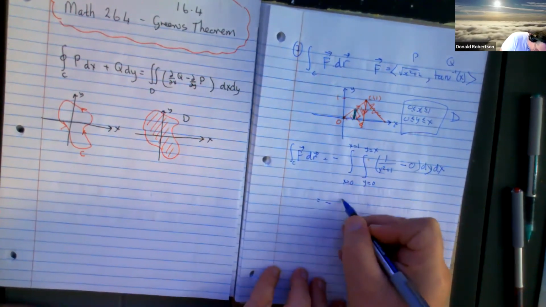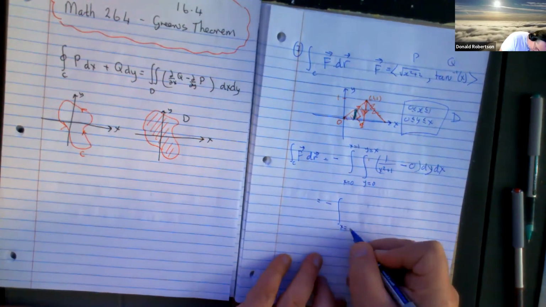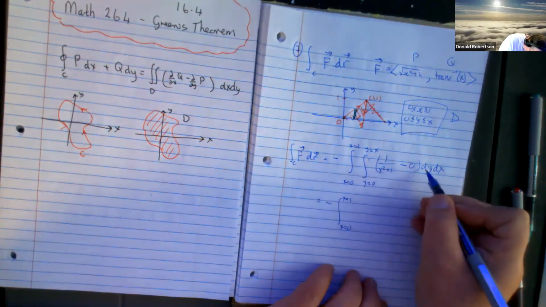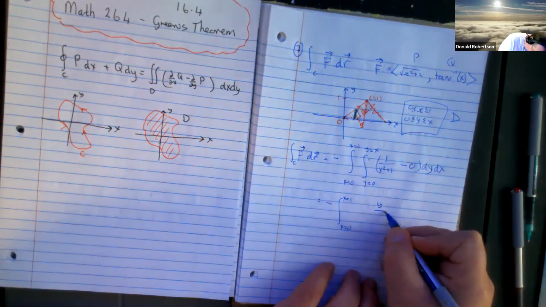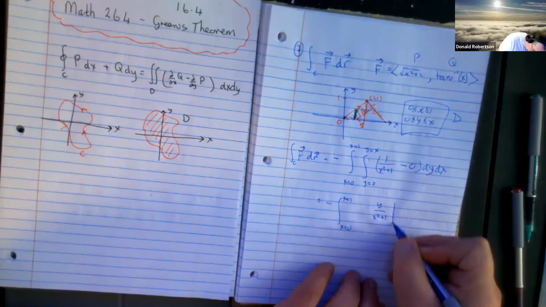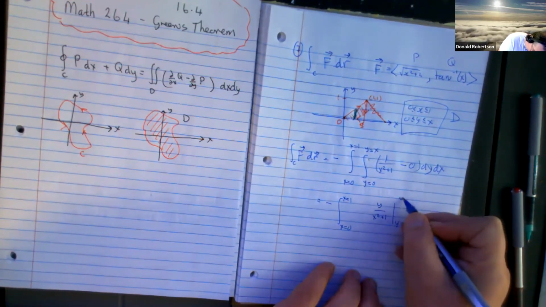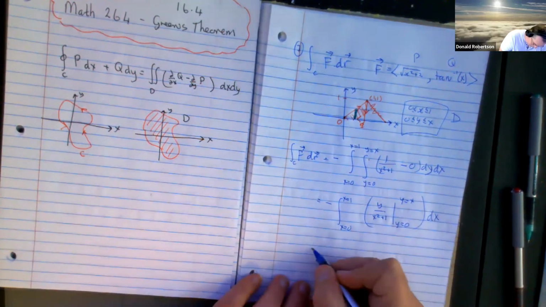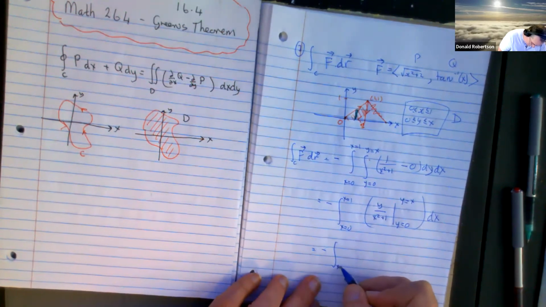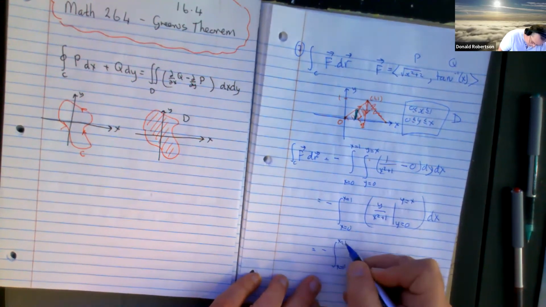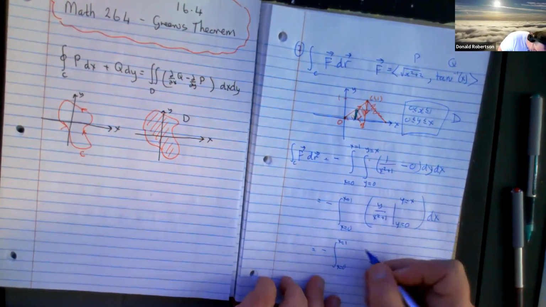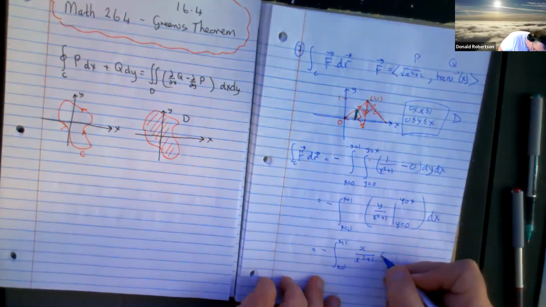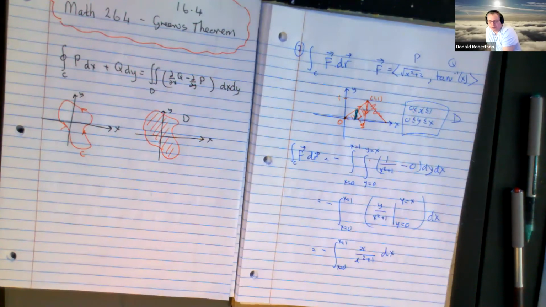I think I'll take this one a little bit further because I'm curious to see what this looks like. If you integrate this with respect to y, you get y over x squared plus 1, evaluated at 0 and at x. Okay, you plug in x, you get this guy, and take away nothing. So that's how you're going to integrate. I was wondering what it would look like.